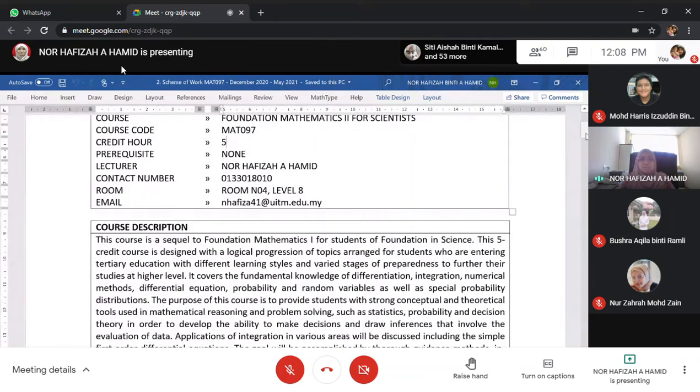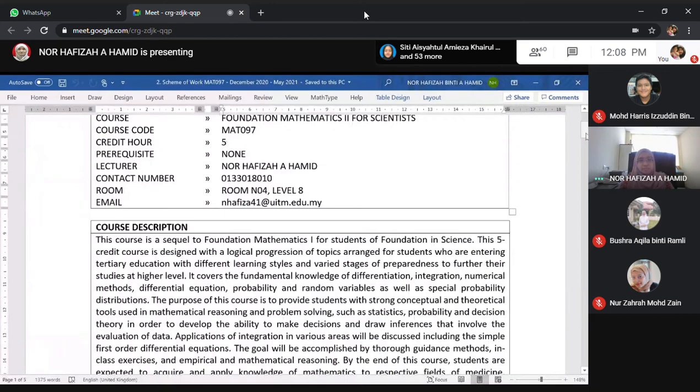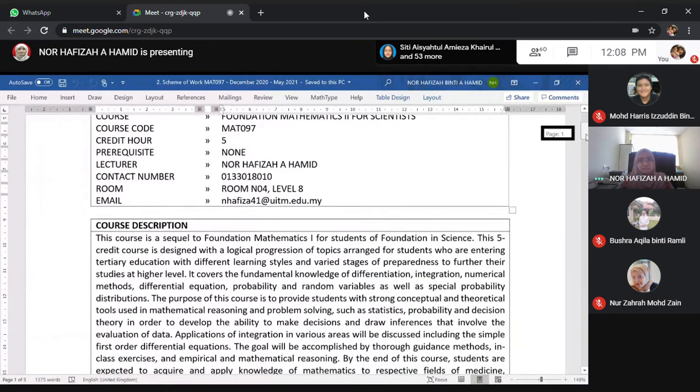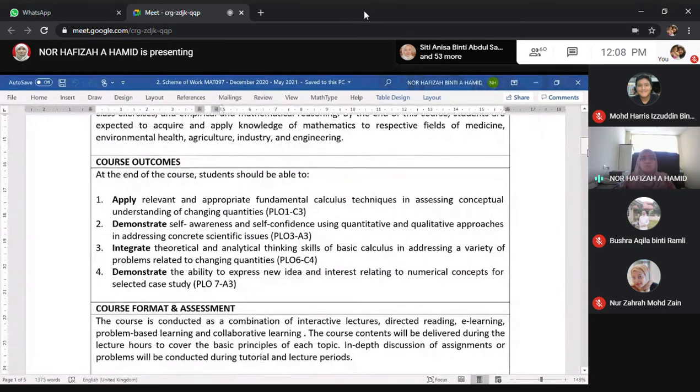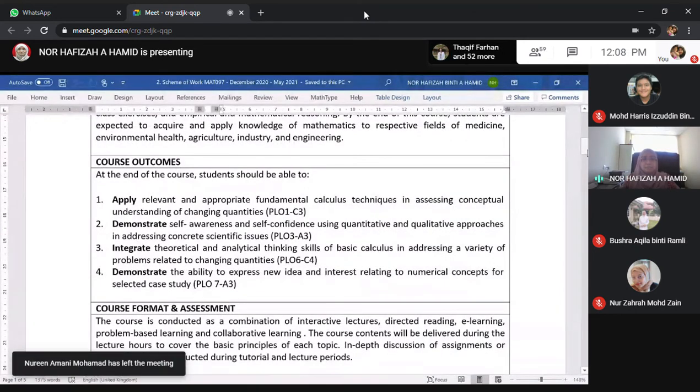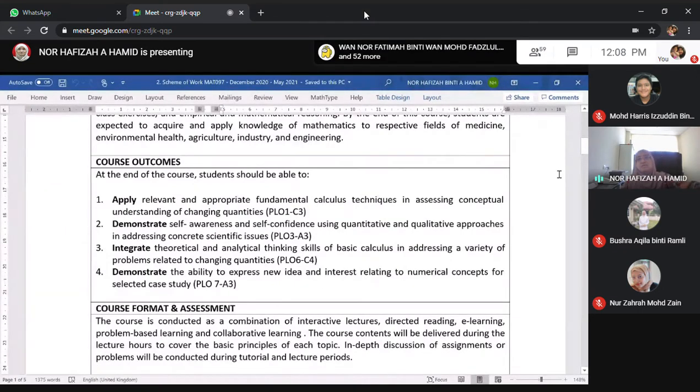This is the sequel from Foundation Mathematics 1, the first semester. Okay. So for course outcomes, you need to apply relevant and appropriate fundamental calculus techniques. So this semester, mostly the topics are about calculus. For example, we have differentiation, application of differentiation, integration and application of integration.